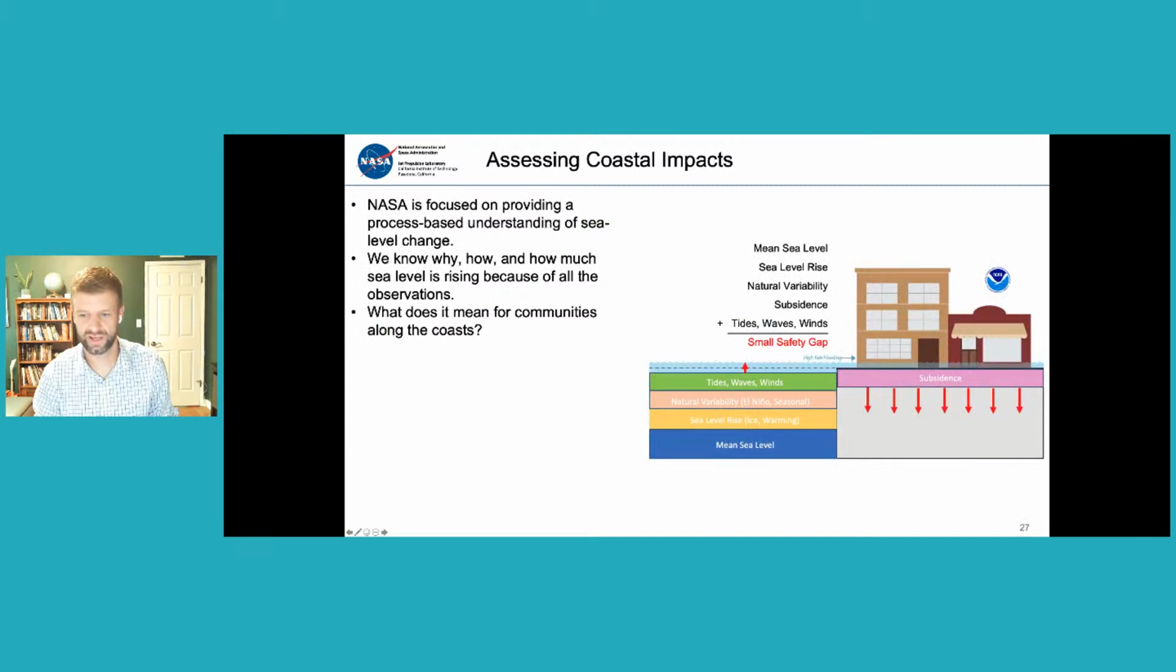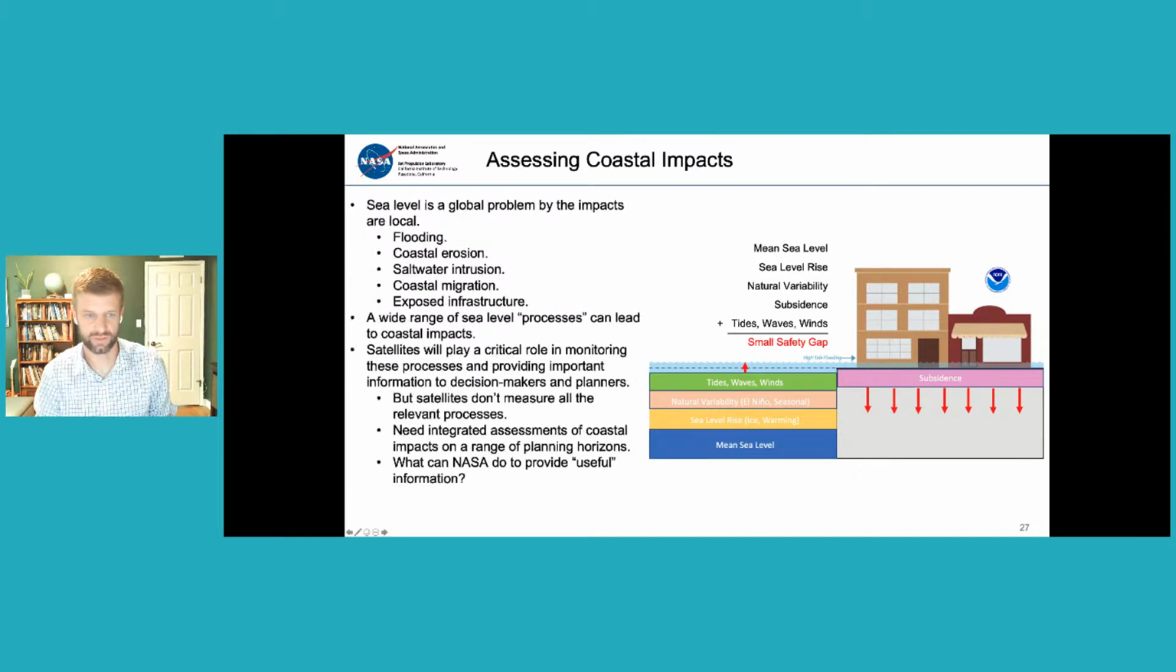All right, so just to wrap things up and tie back into sea level on a more local level. Okay, so I work for NASA. We launch these satellites. We're really focused on providing a process-based understanding of sea level change. We want to know why, how, and how much sea level is rising. And with the observations we have available, we really do understand this well over the past decade or so. So what does this actually mean for communities at the coast?